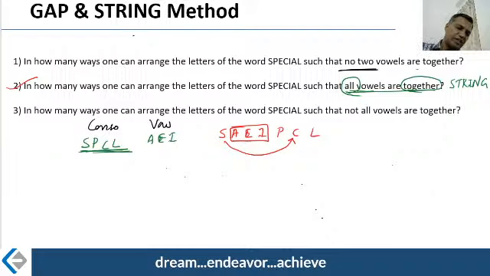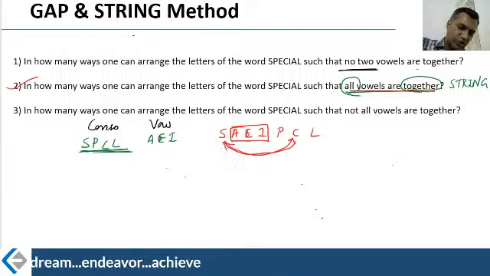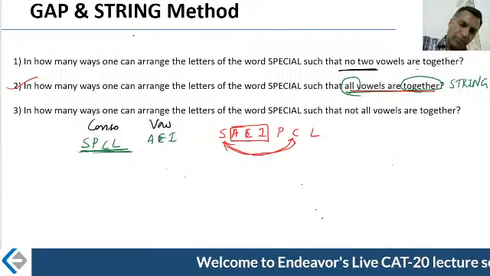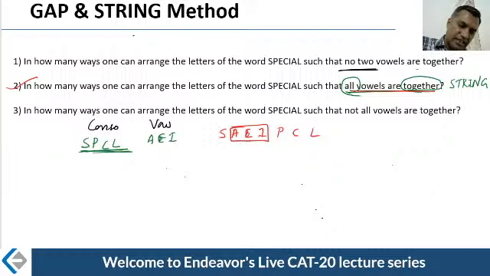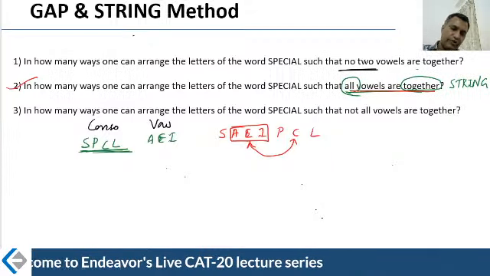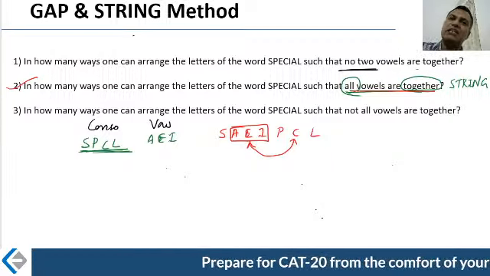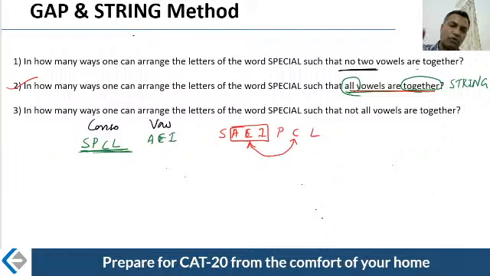Why? Because what is the condition? All vowels are to be together. If you interchange S and C, if you interchange these two positions, will it still be a valid word? Absolutely. But on the other hand, if I interchange E with C, will it still be a valid word? No. If you interchange E with C, it will not be a valid word because you are splitting the vowels. Therefore, it won't be a valid word. That is the point.